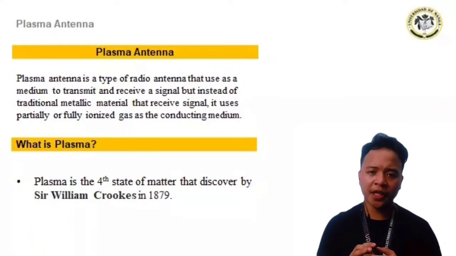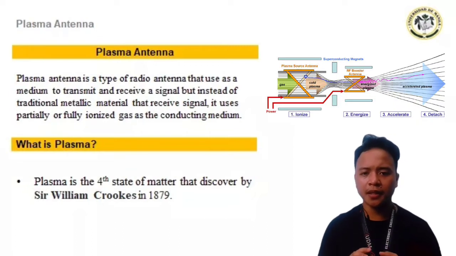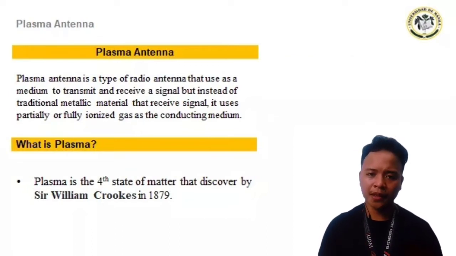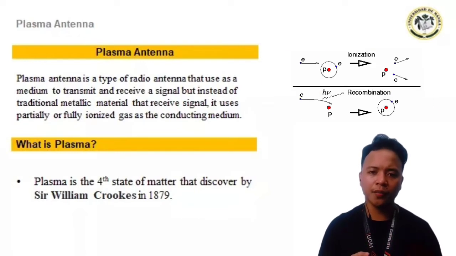In the age of high-speed communication and cognitive radio, plasma antennas shine through in our current technology. A plasma antenna is a type of radio antenna that uses a medium to transmit and receive signals, but instead of traditional metallic material that receives signals, it uses partially or fully ionized gas as the conducting medium.